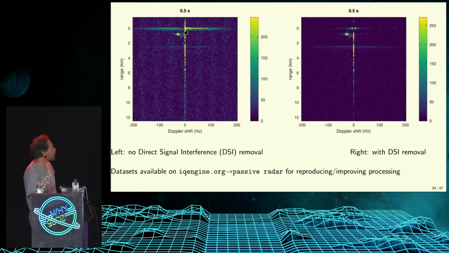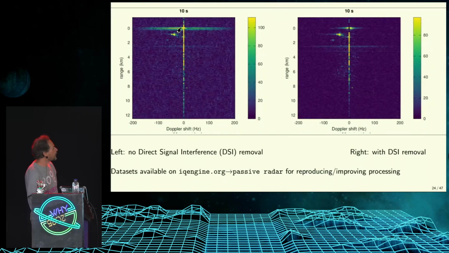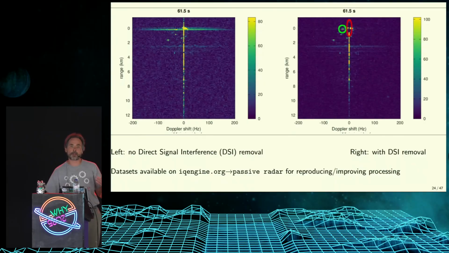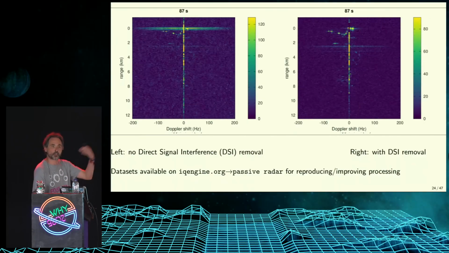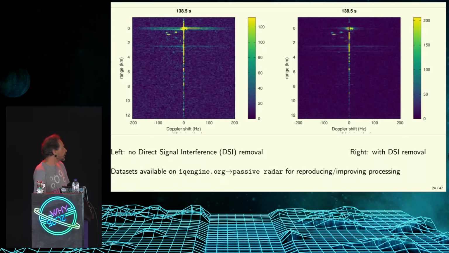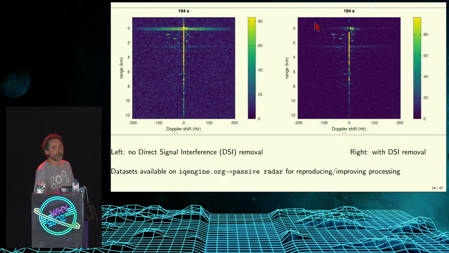So this is the shore, these are the ships, you see the range is a few kilometers, and you might have seen all this noise here. These are actually the waves. This is what makes maritime radar much more complicated, because you've got so much clutter with all the waves coming on the beach. So you've got a trick here, which is called direct signal interference removal.